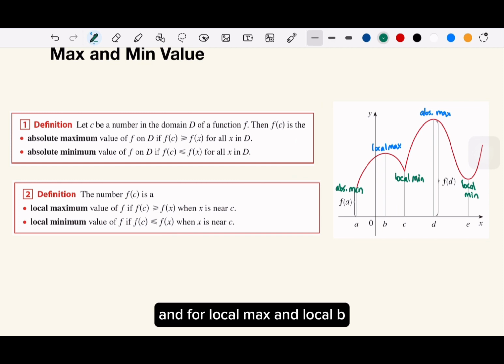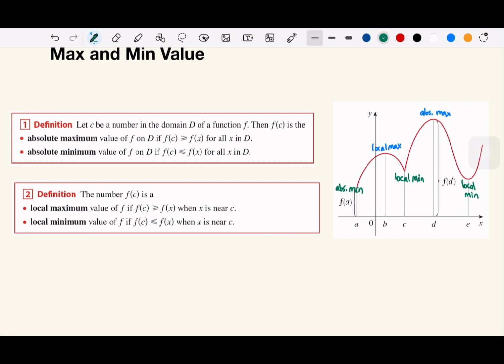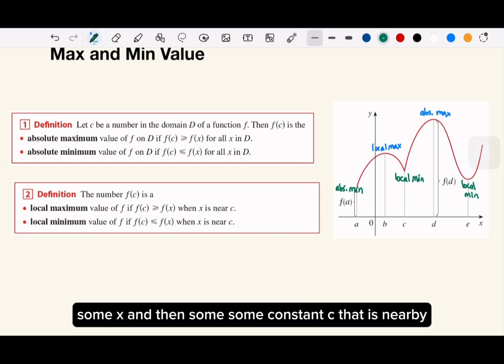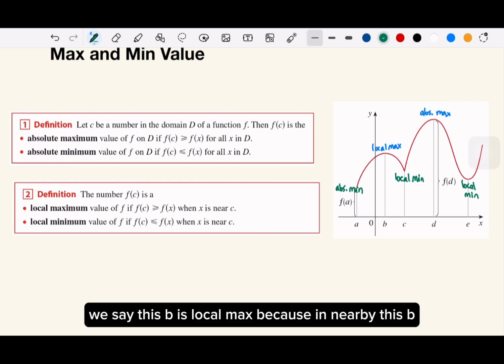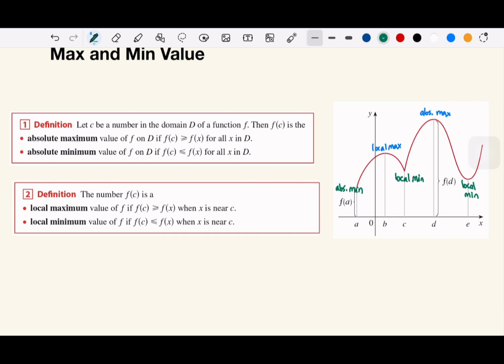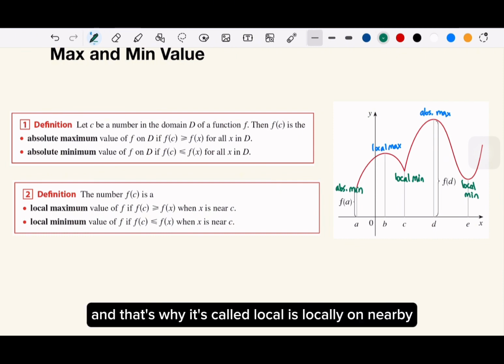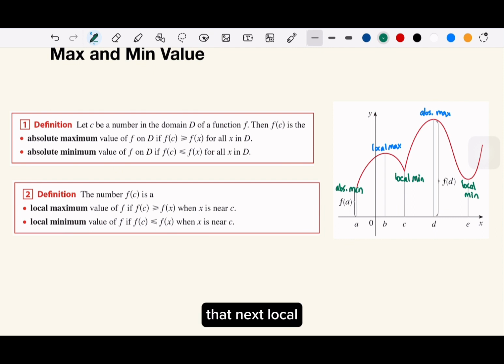And for local max and local min, basically the definition is based on taking some x and some constant c that is nearby. For example, we say this B is a local max because nearby this B, for example here and here, the values are lower than this local max. That's why it's called local. It's local, nearby that x, okay?